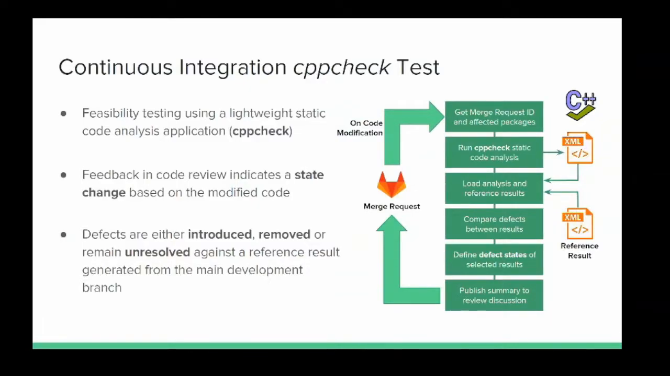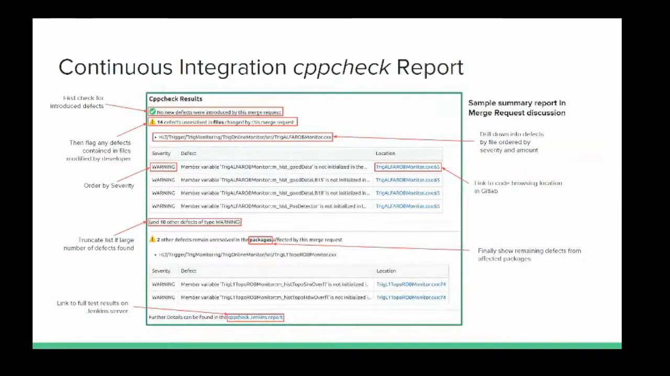So in this sense, you then load the analysis and the reference results in together, both in XML format. You compare the defects between the results, and then you define a tag state, and you assign these tag states to the selected results, and then publish to a review discussion. And this is the sample report, and the bulk of the work has gone into trying to get this into a human-readable form and also to prioritize and truncate so you can direct the shifters into what is important.